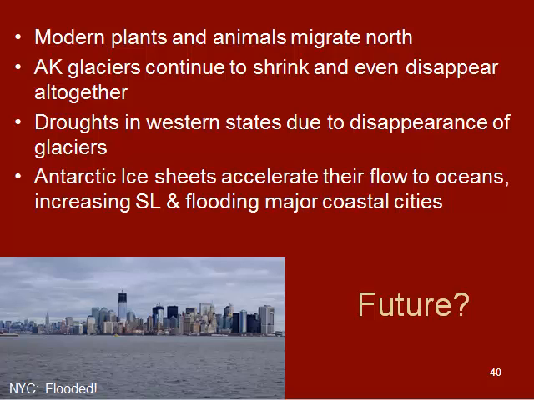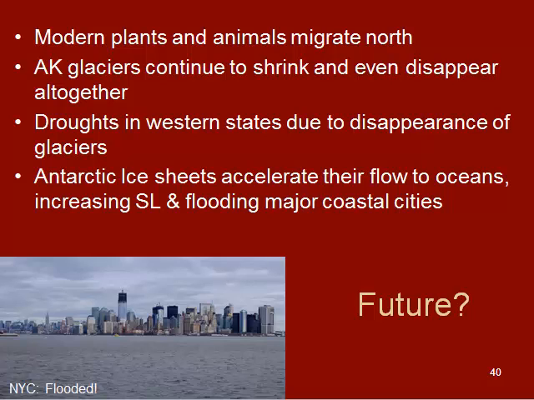So what might happen in the future? We might see some plants and animals migrating. Alaska glaciers continue to shrink, disappear. The ones in our neck of the woods might even disappear. And that's important because a lot of our water source comes from the glaciers on Mount Hood. So if we don't have that ice, we don't have a water source.